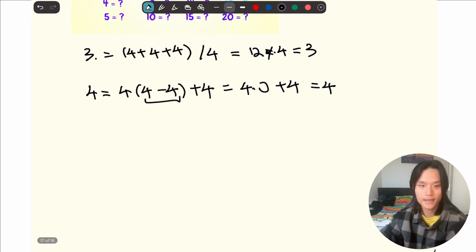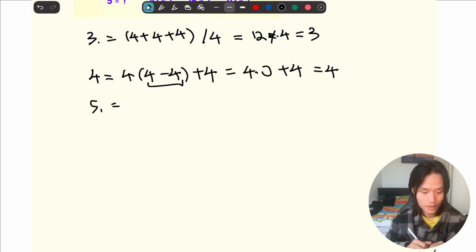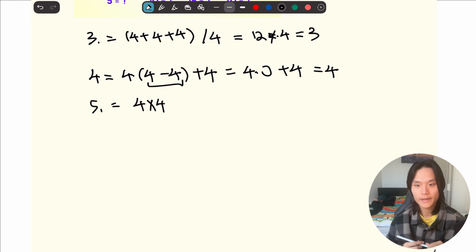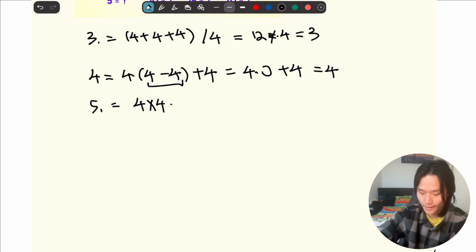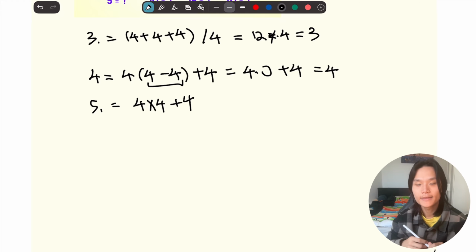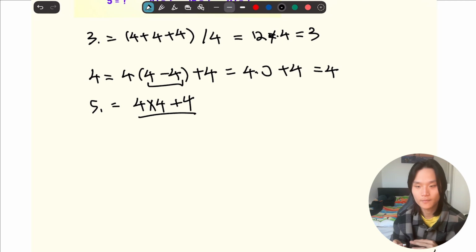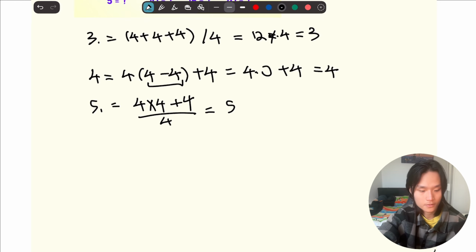Now let's look at number 5. For number 5, it's a bit more complicated, I think. We will first multiply the two 4s. So we have the number 16. And if we add another 4, then we can have 20, and then 20 divided by 4, that is just 5. So far so good, not too complicated, I hope.